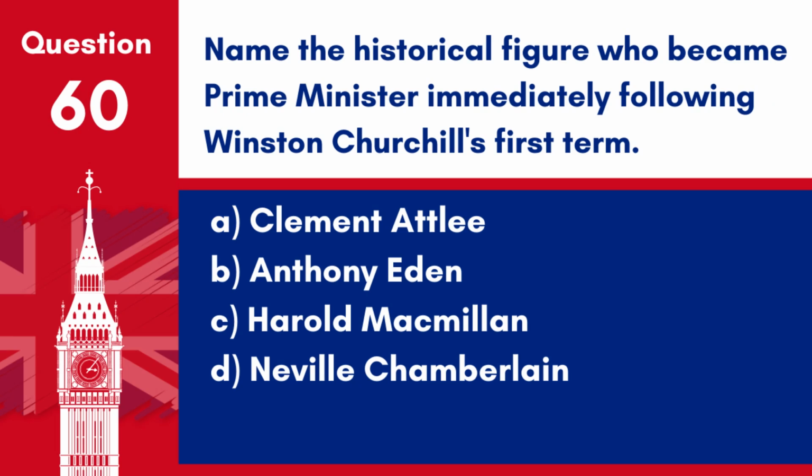Question 60. Name the historical figure who became Prime Minister immediately following Winston Churchill's first term. A. Clement Attlee. B. Anthony Eden. C. Harold Macmillan. D. Neville Chamberlain. Answer: A. Clement Attlee. Clement Attlee became Prime Minister in 1945, immediately following Winston Churchill's first term as Prime Minister during World War II.